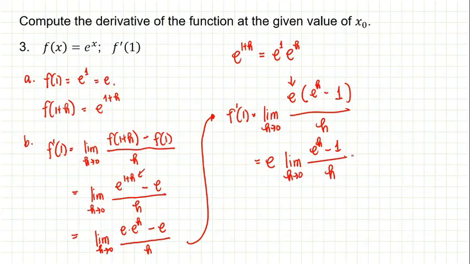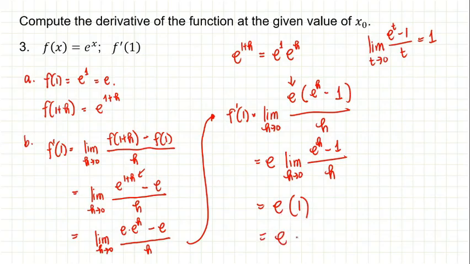Now recall the third special limit, the limit of e to the power of t minus 1 all over t as t approaches 0 is equal to 1. And from here, they are just the same, right? So therefore, this limit now is just equal to 1. So e times 1 is equal to e. So therefore, the answer for letter number 3 is equal to e.